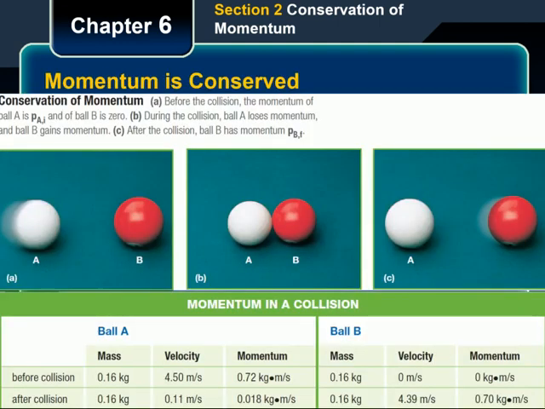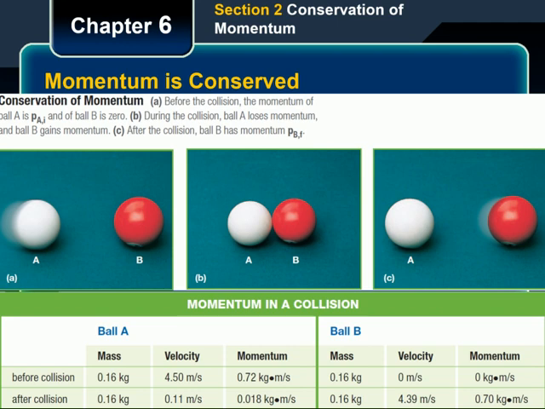Chapter 6, Section 2, Conservation of Momentum. Momentum conservation. So far in this chapter, we have considered the momentum of only one object at a time. Now, we will consider the momentum of two or more objects interacting with each other.